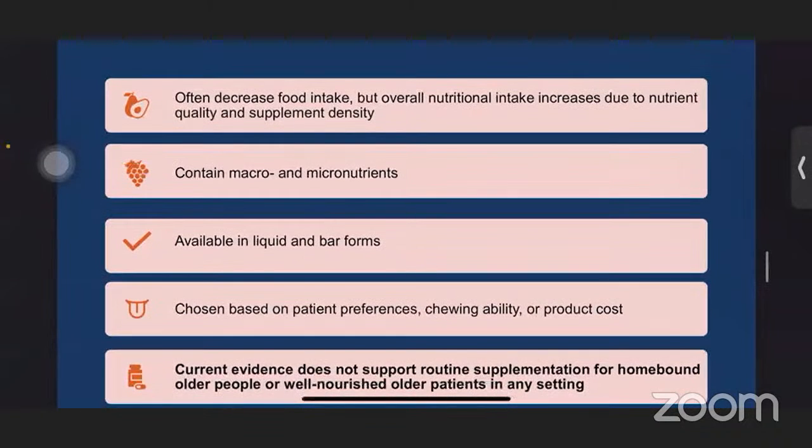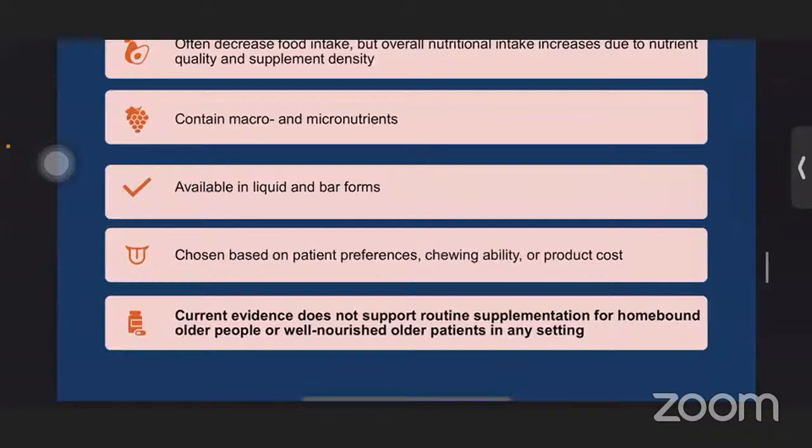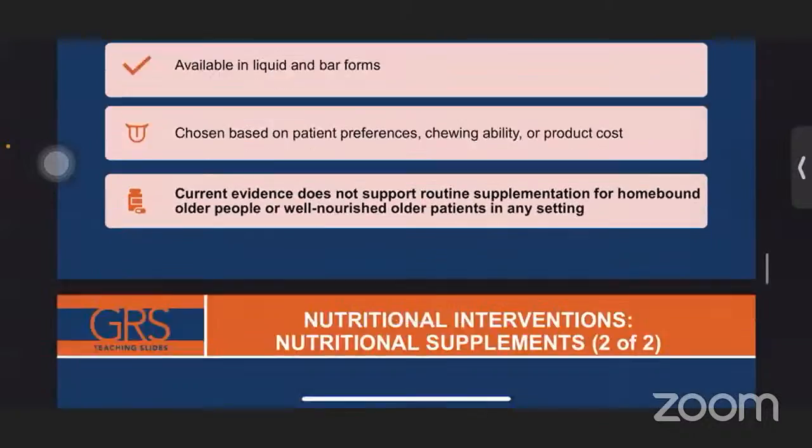Supplements often decrease food intake, but overall nutritional intake increases due to nutrient quality and supplement density. They should contain macro and micronutrients, and should be available in liquid and bar forms, such that they could carry over to any place they're traveling, and chosen based on the patient preferences and chewing ability or product cost. Current evidence does not support routine supplementation for homebound older people or well-nourished older patients in any setting.